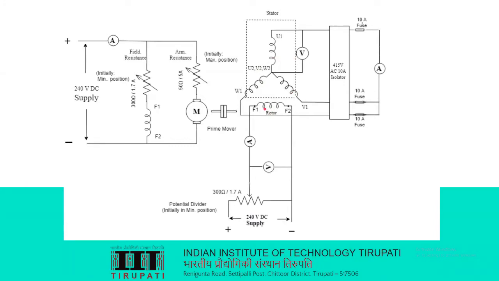This is the field winding of the alternator. Here, a 300 ohm rheostat is used as a potential divider in order to excite the field of the alternator. Field current can be measured by using the field ammeter. As the field current of the field winding increases, its field strength increases up to the saturation point.